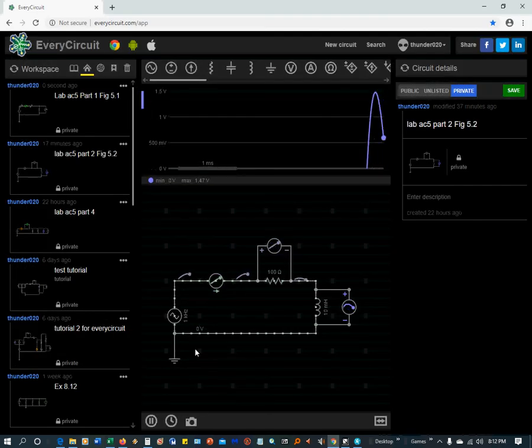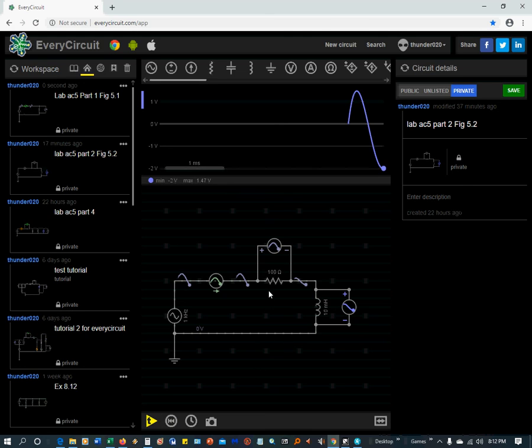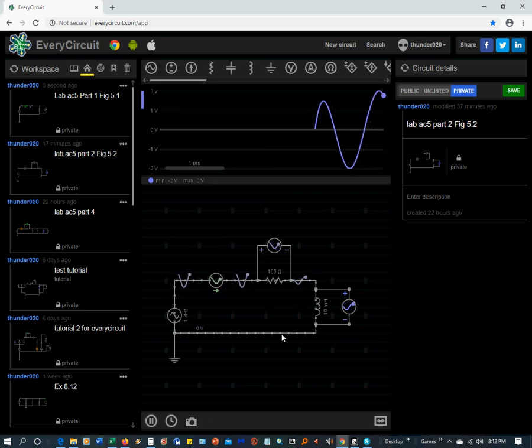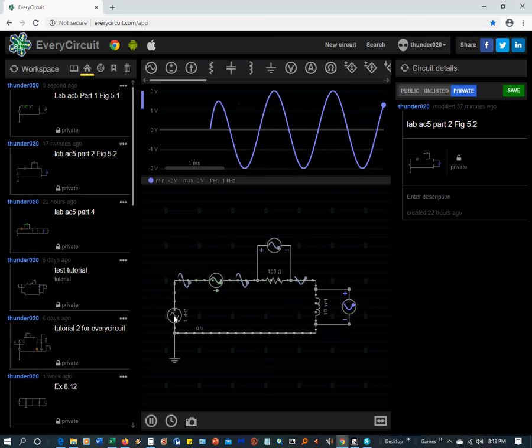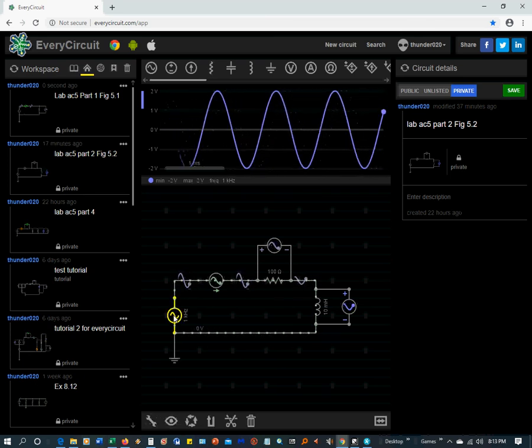So if we go to this part 2 here, you see that I have it built. I have a 100 ohm resistor here, ammeter, voltmeter, a 10 millihenry inductor, and an AC voltage source. The goal was to get 4 volts peak to peak across this, and I believe I've done that. Yeah, so you can see it's 2 volts peak to peak. I had to tweak this to get this to work.